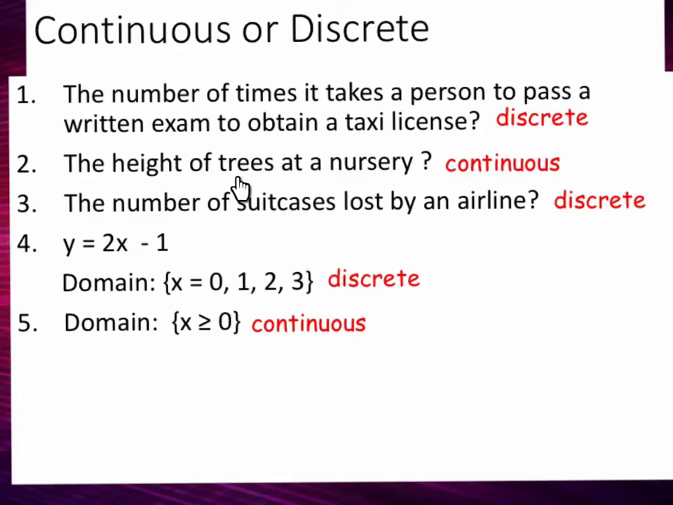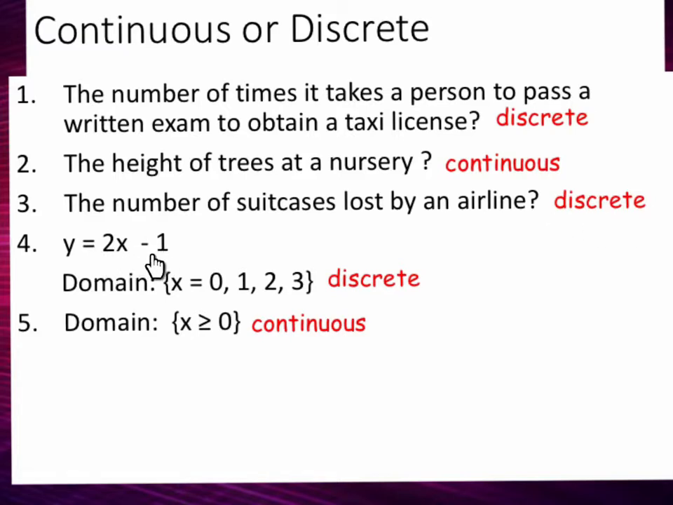Number 2, the height of a tree at a nursery. Well, the height of a tree can be fractions or decimals. Height, it could be 1 foot and 3/4 of an inch. So this is going to be continuous. Number 3, the number of suitcases lost by an airline. Okay, well, they can't lose 1.5 suitcases. That'd be weird. It's like cutting a suitcase in half. So that's going to be discrete.